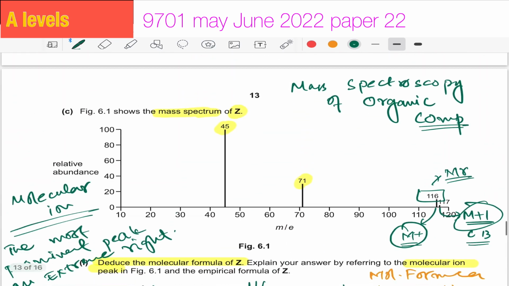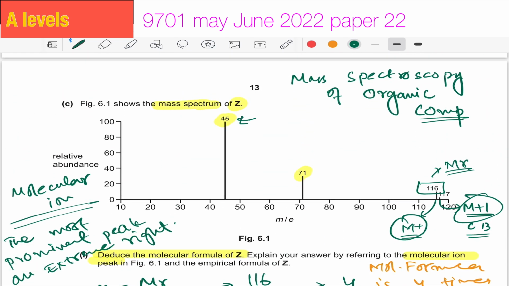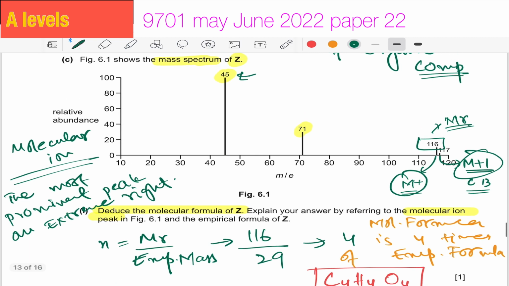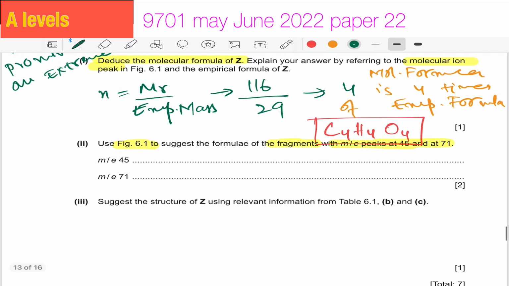So they are asking us what fragment is responsible for the peak at 45. You just have to count the carbon, oxygen, and hydrogen for the peak at 45. Let's suppose we have 1 carbon and 2 oxygen and a hydrogen, because we know we have a carboxylic acid present in our molecule. So let's start with the simplest one. If we add these, carbon 12 plus 16 into 2 plus 1, that would be equal to 45. So we can simply say that the fragment responsible for the peak at 45 is COOH.